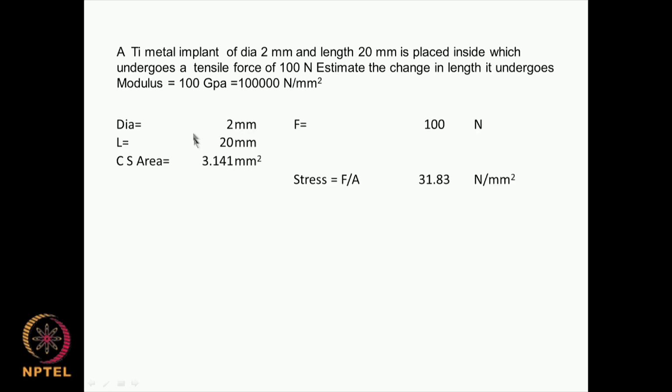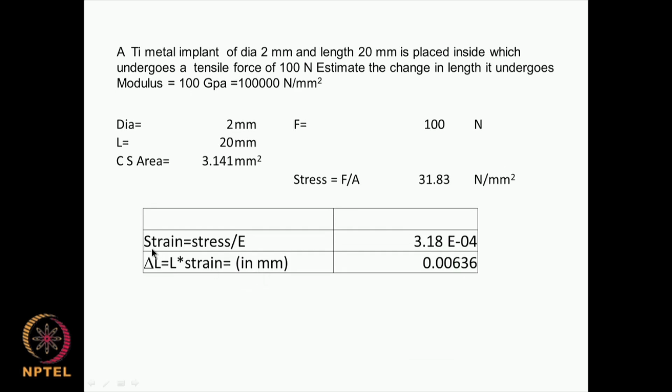In the same way, the diameter is 2 mm, length is 20 mm, cross sectional area is pi d square by 4, which is 3.1, force is equal to 100 Newton. So, stress is equal to force by area. So, 100 divided by 3.1, so 31.83 Newton per millimeter square.